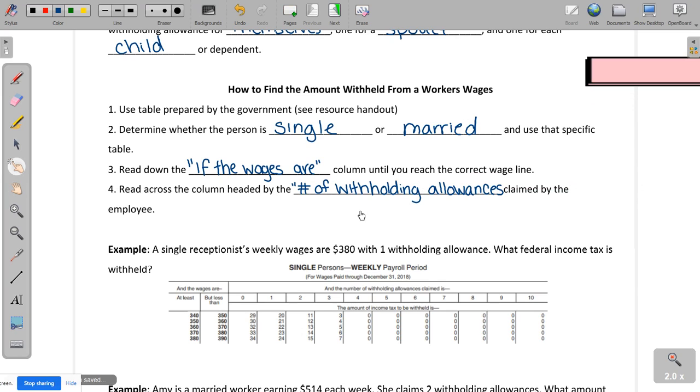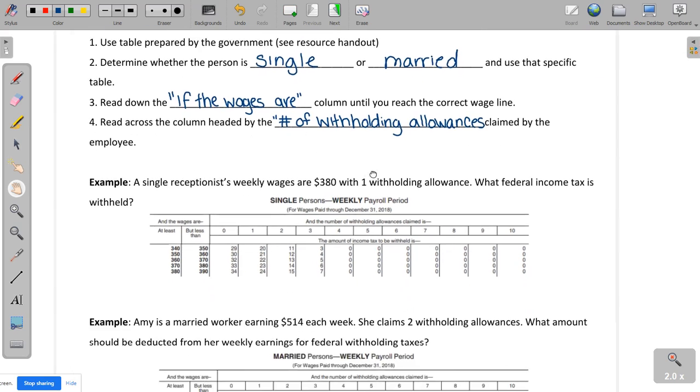and determine the number of withholding allowances that the employee claims. If you see here, we go from 0 all the way to 10. Depending on how many allowances they have, that tells you how much money is going to be deducted from their paycheck each week. So let's look at the first example.